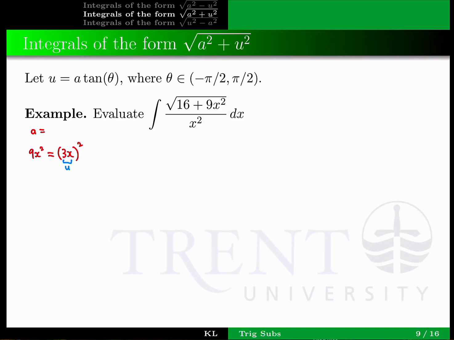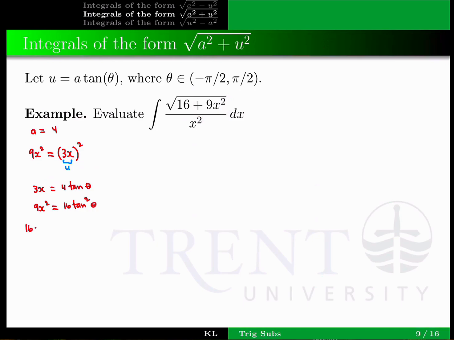This is equal to 4. So this means that your 3x is equal to 4 tangent theta. Then as usual, you square both sides, you get 9x squared on the left hand side, and on the right hand side, 16 tangent squared theta.